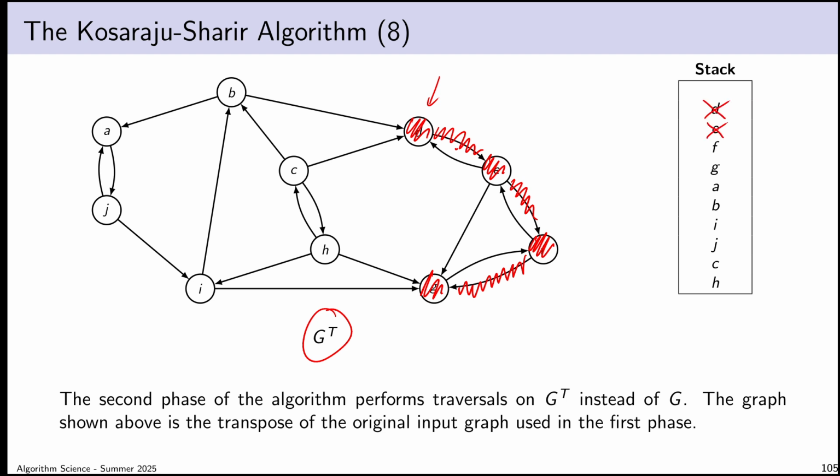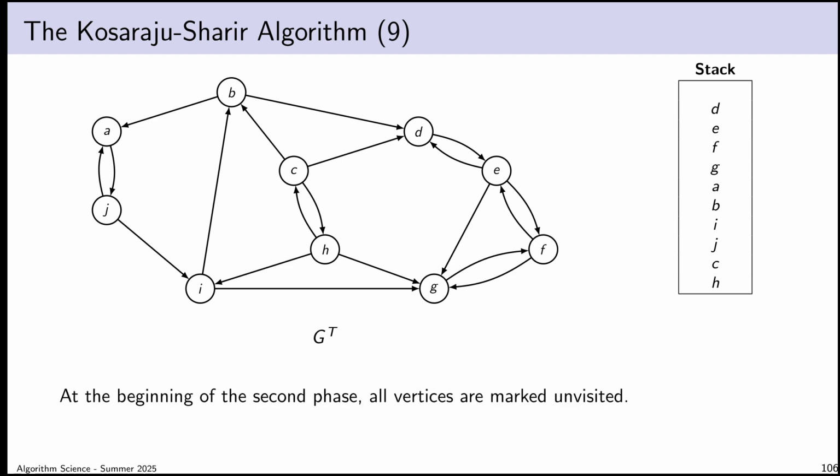I'll pop them off the stack if they've already been visited. So I just pop vertices until I find a vertex that hasn't been visited, and then I run a traversal starting there. That's the basic pattern of phase 2 of the Kosaraju-Sharir algorithm.